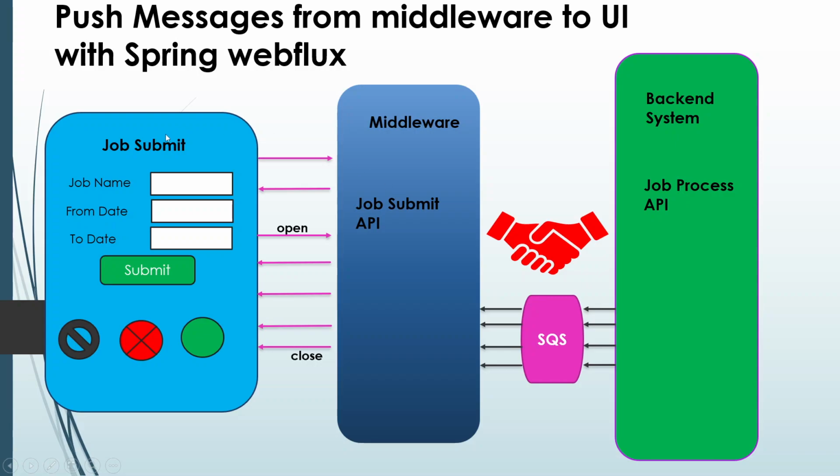We are submitting a job with an API call from Postman, and that is submitting the job to the middleware and to the backend. Updates are flowing from the backend to the middleware, right? That's what we have seen till now.